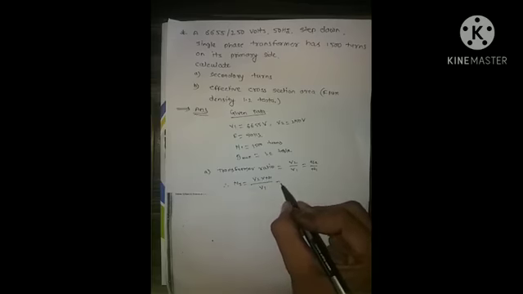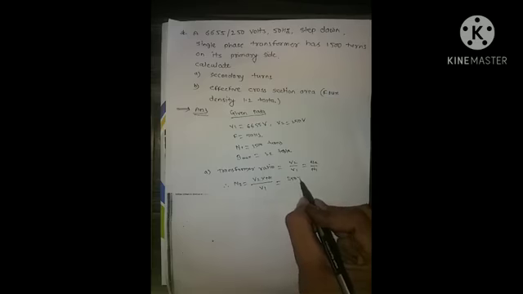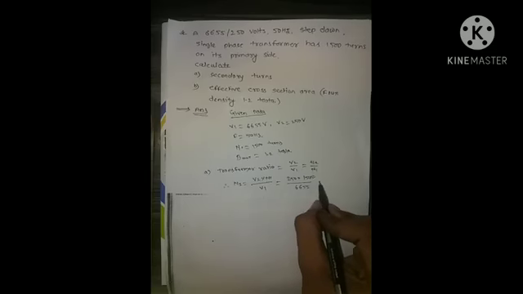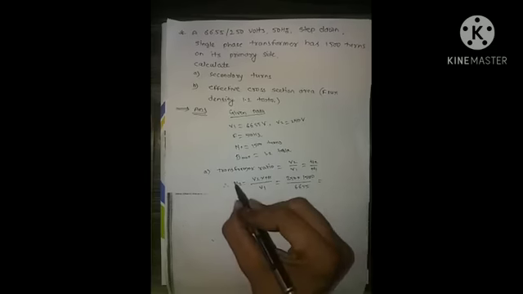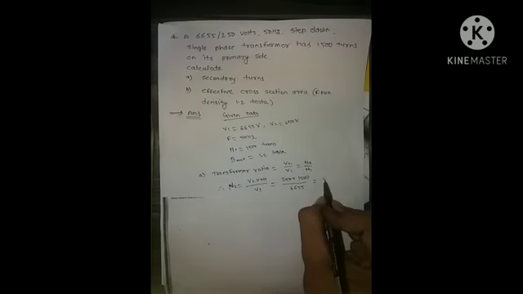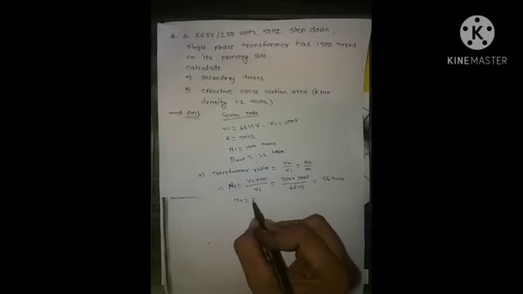Now we put the values: V2 is 250, N1 is 1500, and V1 is 6655. By solving this, we get the value of the secondary number of turns, N2, as 56 turns.